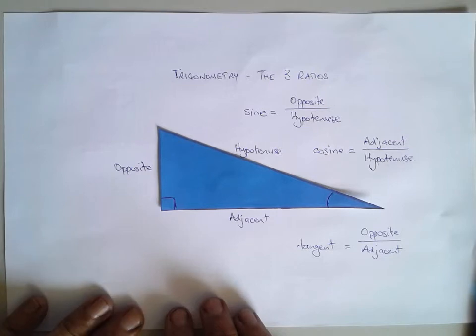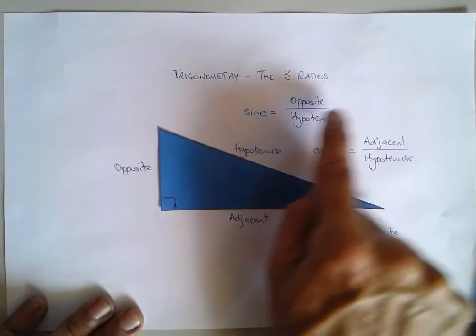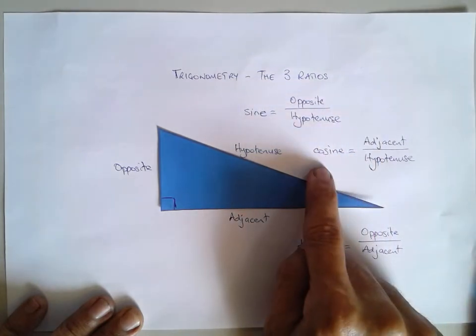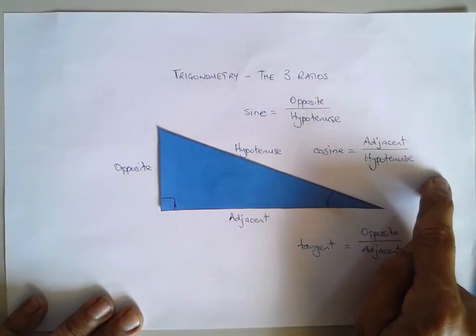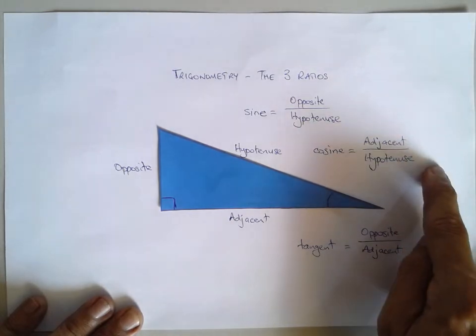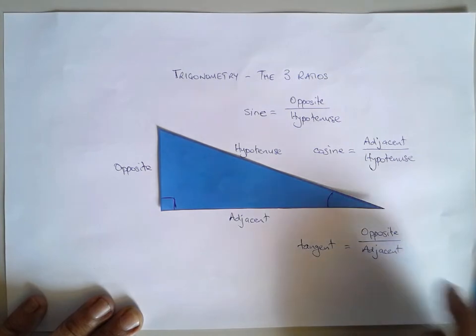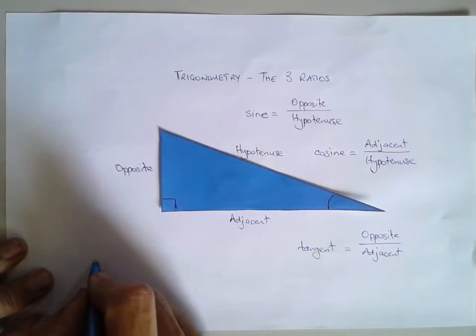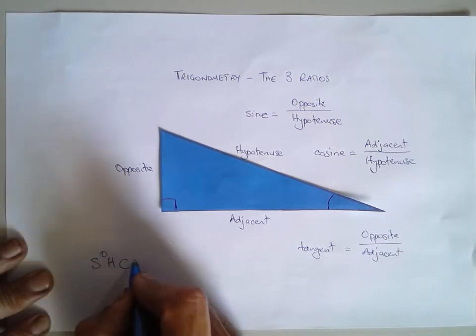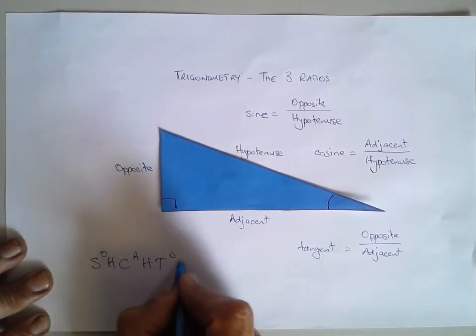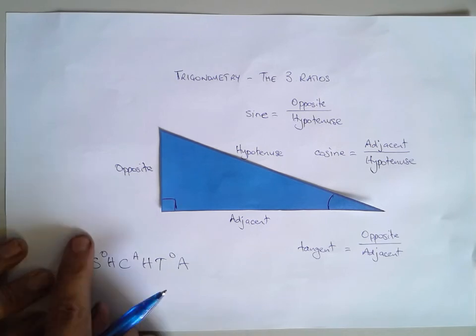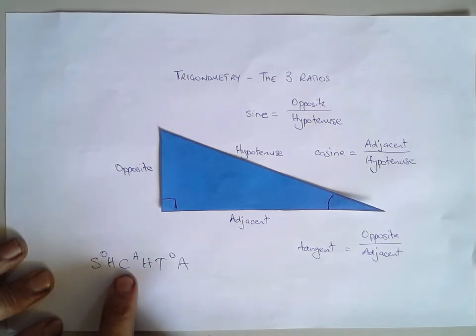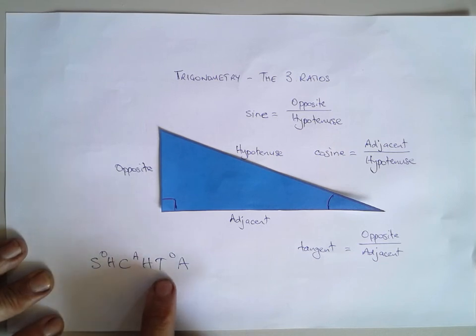And there are three trigonometric ratios. The three ratios are sine, which is opposite divided by hypotenuse, cosine, which is adjacent divided by hypotenuse, and tangent, which is opposite divided by adjacent. If you need some sort of memory tool for this, I like to remember them like this. So, SOH CAH TOA. Sine is opposite divided by hypotenuse. Cosine of the angle, adjacent divided by hypotenuse. And tangent of the angle, opposite divided by adjacent.